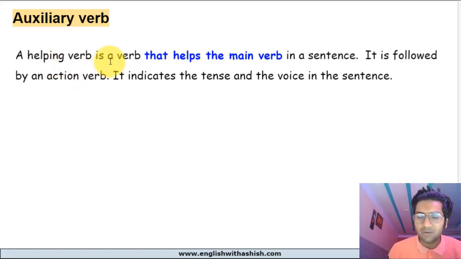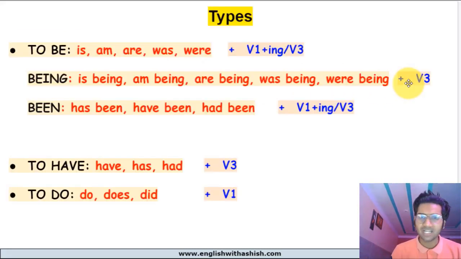Now, an auxiliary verb or a helping verb is a verb that helps the main verb in a sentence. It is followed by an action verb. Main point, it indicates the tense and the voice in the sentence. What it does, it indicates the tense and the voice, the active voice or the passive voice in a sentence, right? This is what it does. Now, let me show you all types of auxiliary verbs, right? Basic auxiliary verbs. So we have three types of regular or basic auxiliary verbs. These are to be form, to have form, and to do form. A way to remember them is do, be, have, do, behave, do, behave.